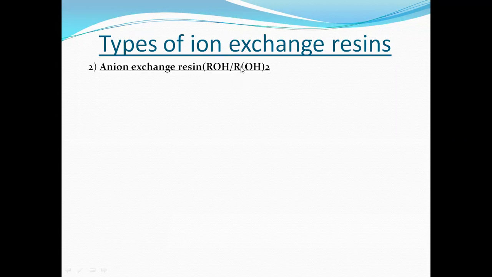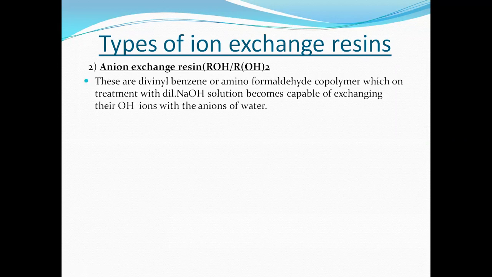So they are rich in OH minus ions, and they are going to exchange their OH minus ions with the anions of hard water, that is chlorides, sulfates, bicarbonates, carbonates, these ions. Okay, so here कौन सा रेजिन हम लोग यूज कर रहे हैं एज एनायन एक्सचेंज रेजिन? डाइविनाइल बेंजीन. Okay, these are divinyl benzene or amino formaldehyde copolymer. So these resins can be used as anion exchange resins. कौन सा? Divinyl benzene भी use कर सकते हैं, और we can use amino formaldehyde copolymer.